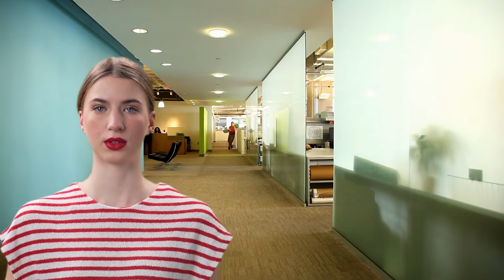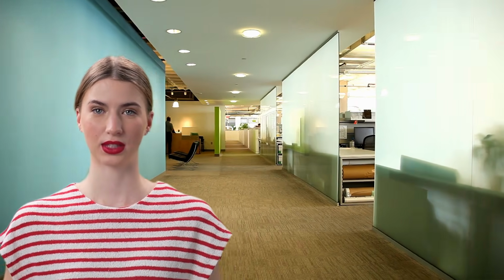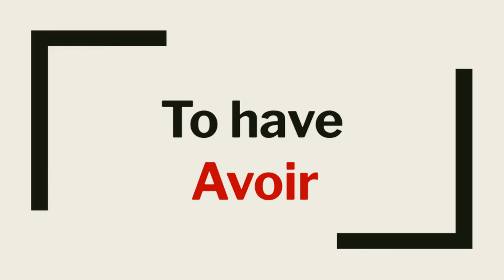In today's video, we're going to learn another one of the most important verbs in the French language, the verb avoir, which means to have. This verb means to have in French. It is irregular, meaning it doesn't follow the usual conjugation rules. Very important because it's used both as a main verb to show possession, and as an auxiliary verb to form compound tenses like the passé composé, past tense.